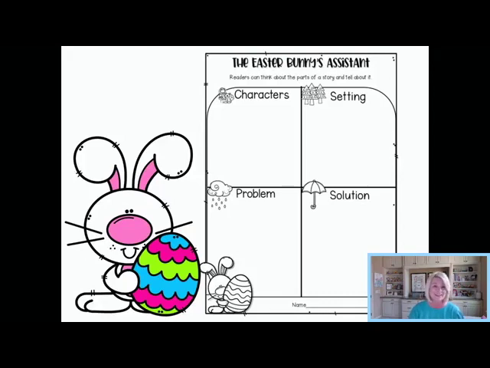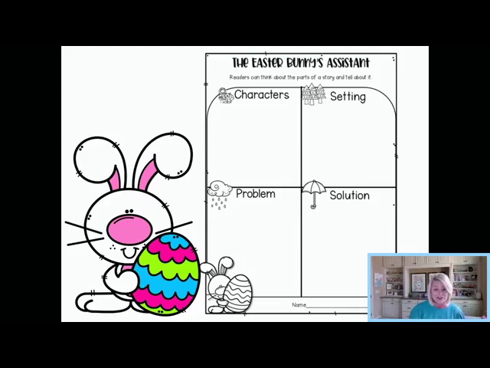So here's one of the things I'm going to give you. This says The Easter Bunny's Assistant. I've already written the title for you so that you don't have to do that. And it says readers can think about the parts of a story and tell about it. I gave you the little picture icons to help you know what goes in each part. So you can draw or write about the characters, the setting, the problem, and solution. You're going to create the story map, and then use that to use storytelling language and retell the story to how many people? At least 2 people. Yes.